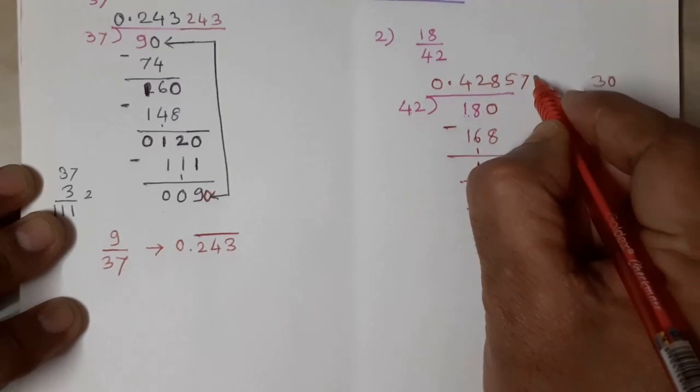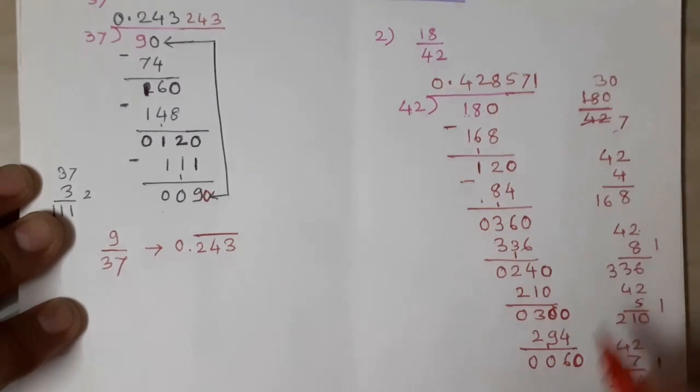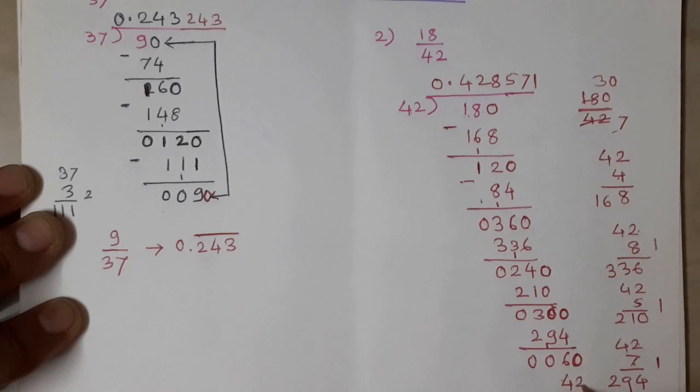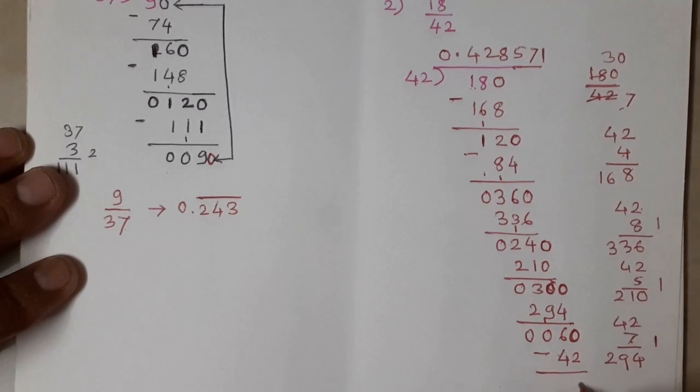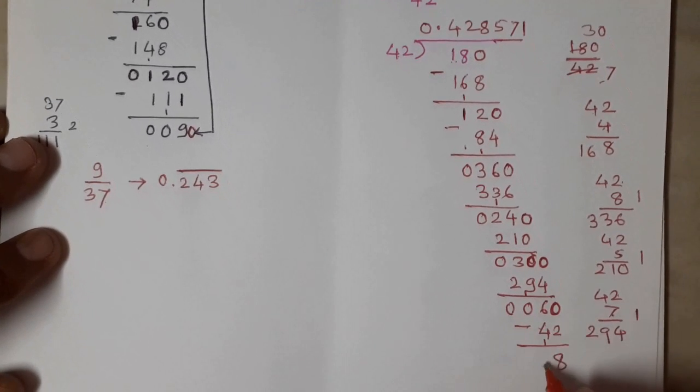42 ones are 42. So 60 minus 42. 10 minus 2 is 8, and 6 minus 5 is 1.